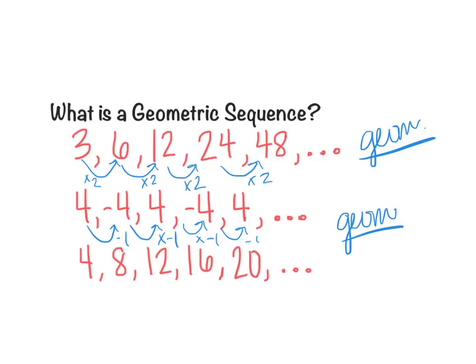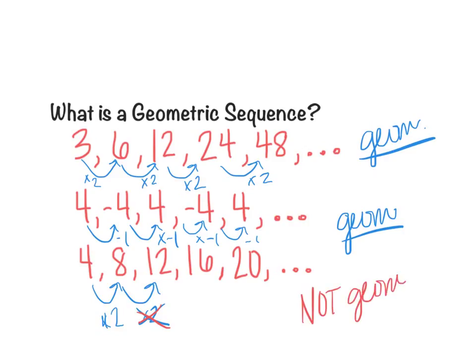But then this last one, 4 to 8, you're going to multiply by 2. From 8 to 12, you're not multiplying by 2. So because I'm not multiplying by the same thing each time, this one is not geometric. Now this one is arithmetic because you're adding 4 each time. So that one's arithmetic, just not geometric.